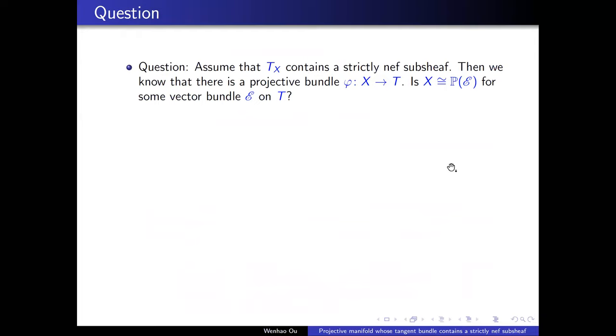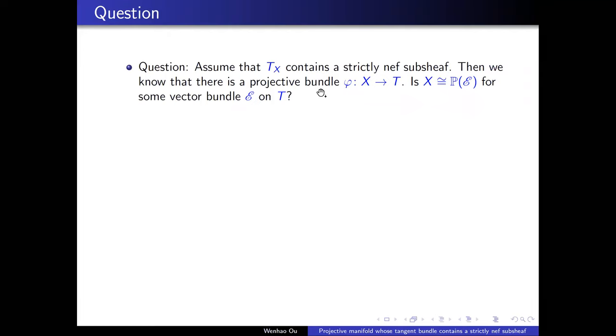Oh, here I have a question. It's something that we don't know how to prove and we don't know if it's correct. So we assume the same condition as before: T_X, the tangent bundle, contains a strictly nef subsheaf. Then we know that there is always a projective bundle structure from X to T, so every fiber is P^d. My question is: is X isomorphic to the projectivization of a vector bundle E on T?